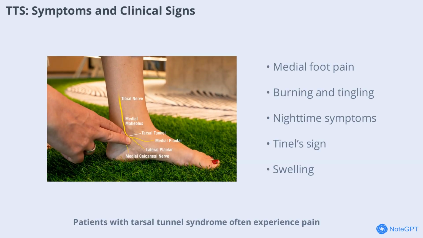Patients with tarsal tunnel syndrome often experience pain and numbness in the medial plantar nerve area, affecting the inner side of the foot and the first 3 toes. Symptoms like burning or tingling may intensify at night or after prolonged standing. Pain can radiate and sometimes mimic sciatica. Objective findings include diminished sensation, reduced 2-point discrimination, and a positive tunnel sign. Swelling around the medial ankle may also be observed.